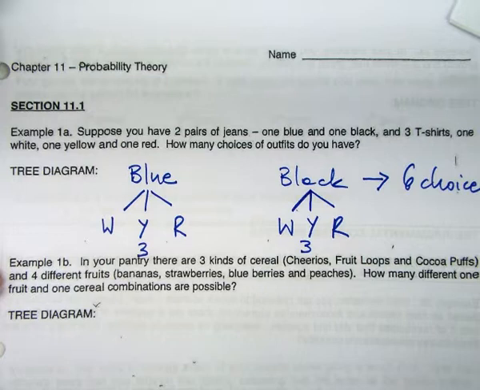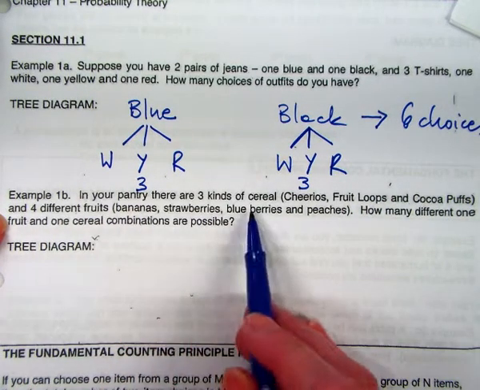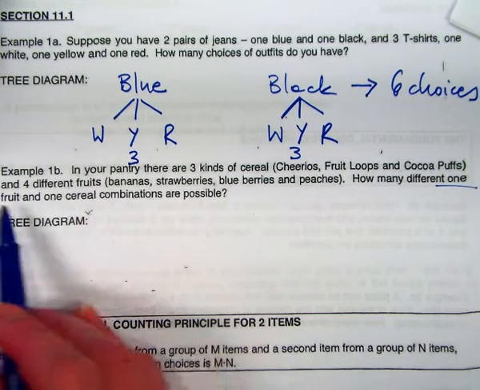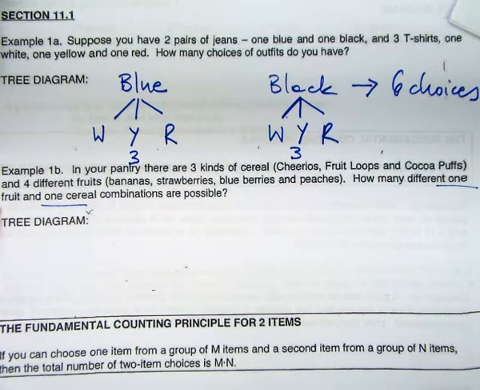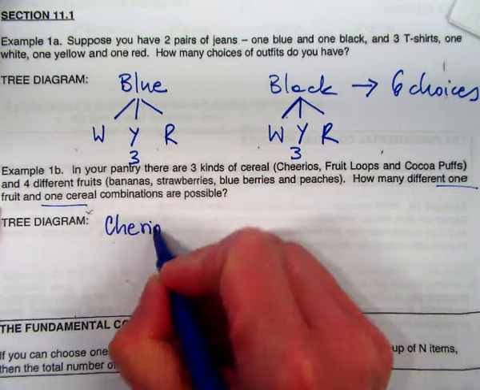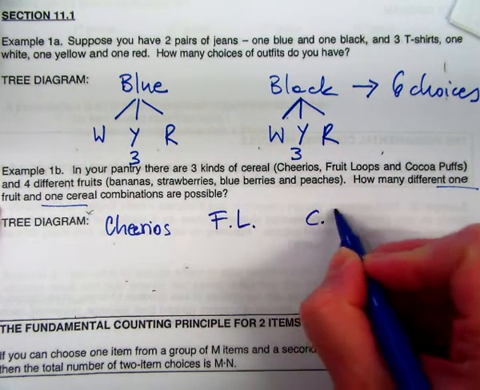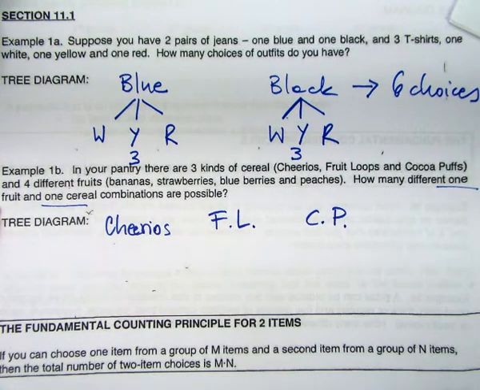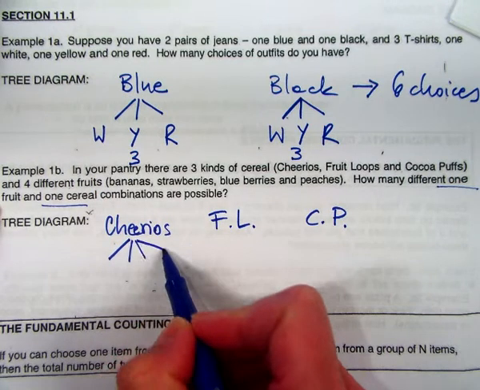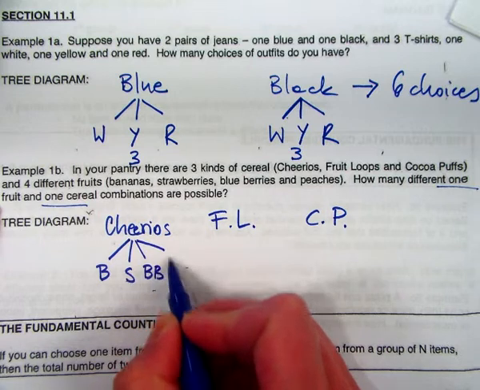In your pantry, there are 3 kinds of cereal: Cheerios, Fruit Loops, and Cocoa Puffs, and 4 different fruits: banana, strawberry, blueberries, and peaches. How many different 1 fruit, because that's important, we're only choosing 1, and 1 cereal combinations are possible? So to do a tree diagram, let's do Cheerios, and then Fruit Loops, and then Cocoa Puffs. So that's 3 choices for cereal, but with each of these, how many choices do you have with 1 fruit that's going to be added? You could have bananas, strawberries, blueberries, and peaches.